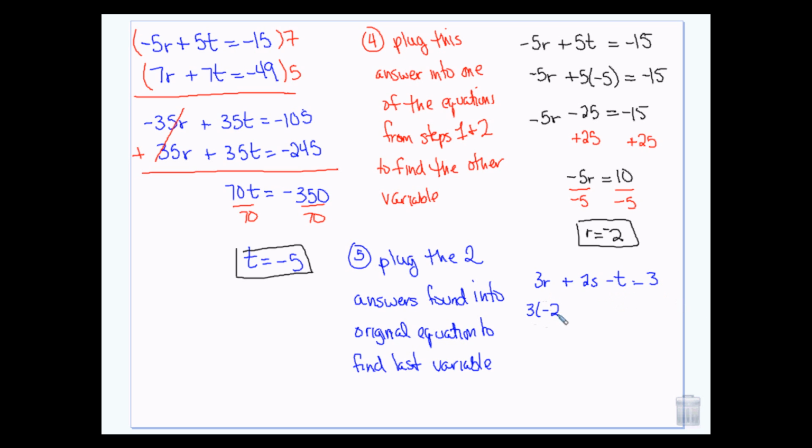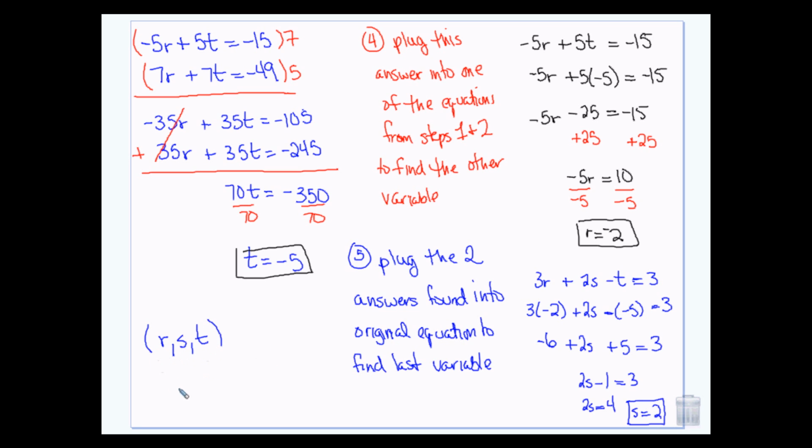So 3 times negative 2 plus 2s minus negative 5 equals 3. So negative 6 plus 2s plus 5 equals 3. 2s minus 1 equals 3. 2s equals 4, so s equals 2. So my answer is an ordered triple, and it's going to go in alphabetical order, so it's going to be RST. So it's negative 2, 2, negative 5.